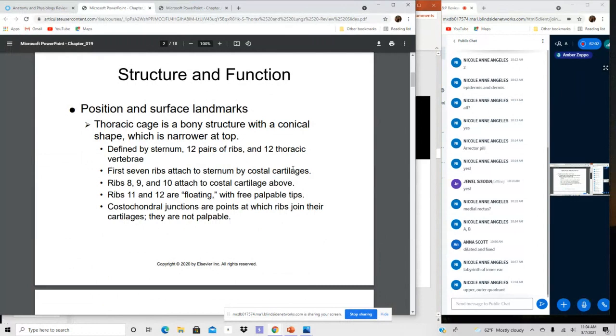Okay. So the position and surface landmarks of the lungs. Remember that they are located within the thoracic cage. The thoracic cage is a bony structure with a conical shape, which is narrower at the top. It's defined by the sternum, 12 pairs of ribs, and 12 thoracic vertebrae. The first 7 ribs attach to the sternum by costal cartilages, and ribs 8, 9, and 10 attach to the costal cartilage above. Ribs 11 and 12 are floating with palpable tips. Costochondral junctions are the points at which the ribs join their cartilages, and they are usually not palpable.